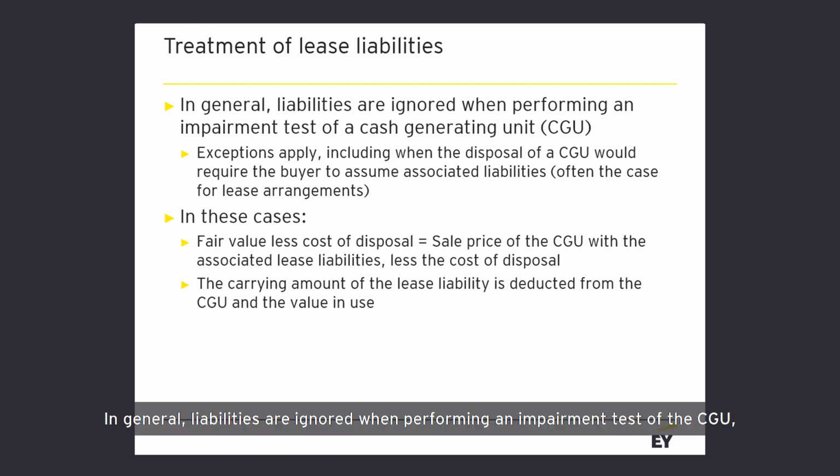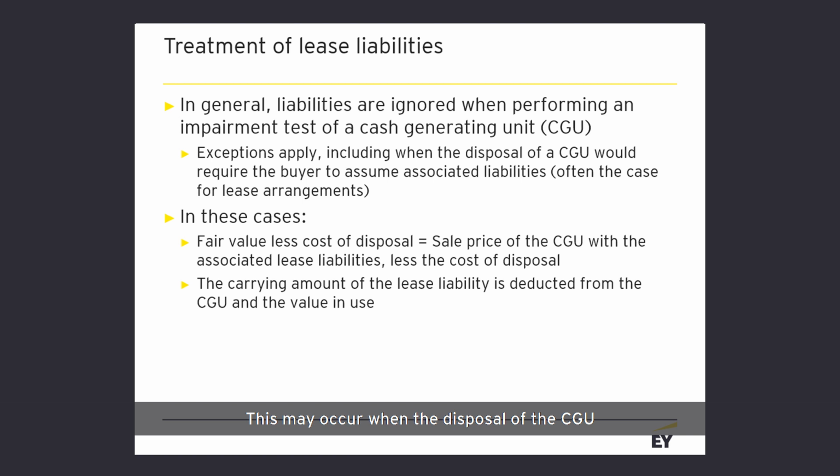In general, liabilities are ignored when performing an impairment test of a CGU, meaning that the starting point should be that both the carrying amount of the liabilities and the respective future lease payments would be ignored when determining the carrying amount and the recoverable amount of a CGU. However, there are exceptions to this general rule.